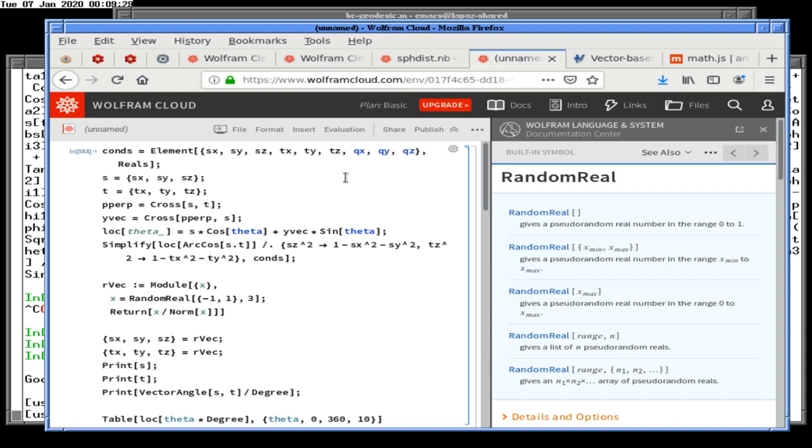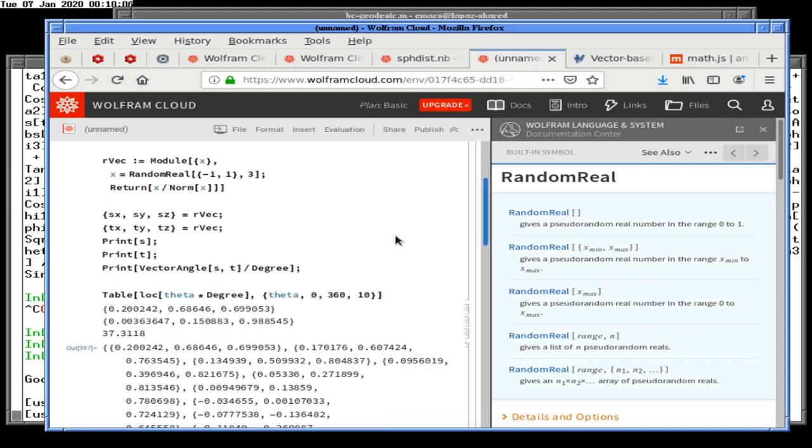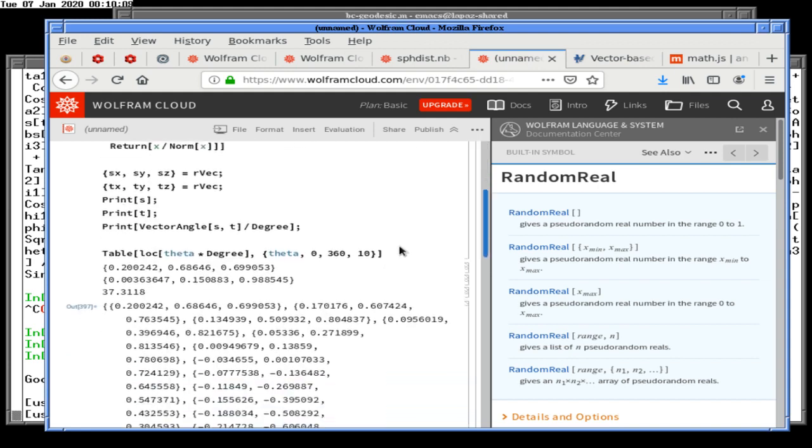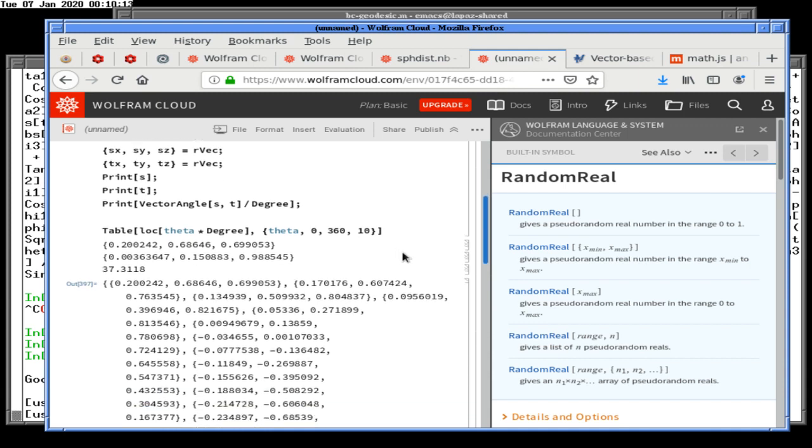So I was hoping Monte Carlo would show us that this is the correct transformation that makes the great circle between S and T, but it actually appears to miss T completely, somehow. If it's perpendicular to P perp, it's got to be in that plane. And the only thing we can think of is we're going in the wrong direction or something.